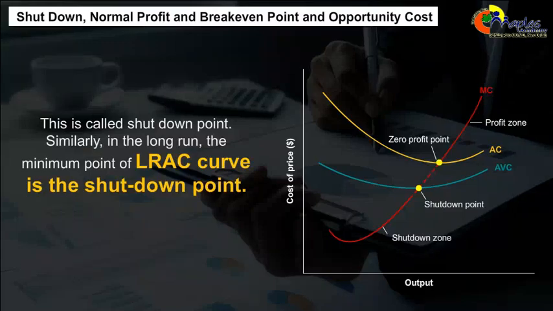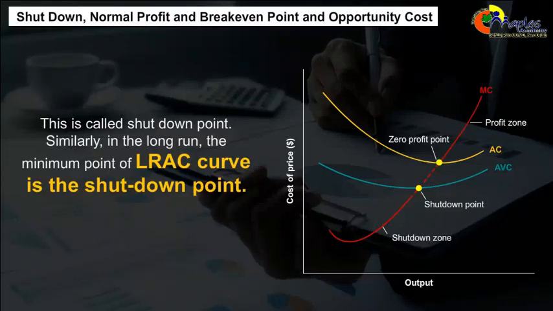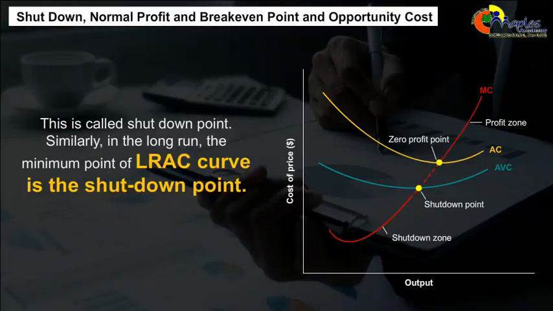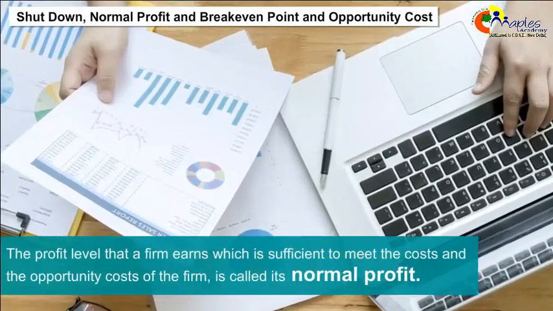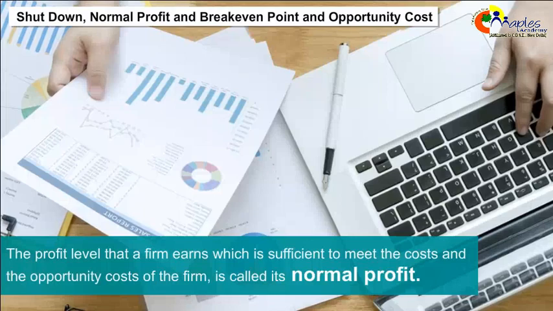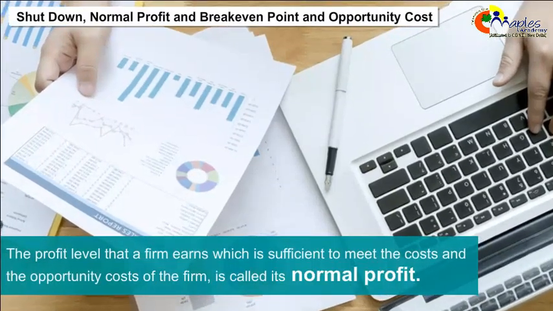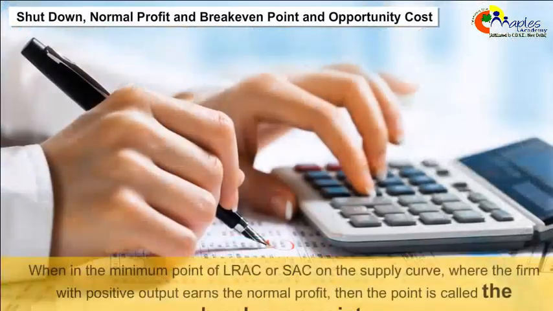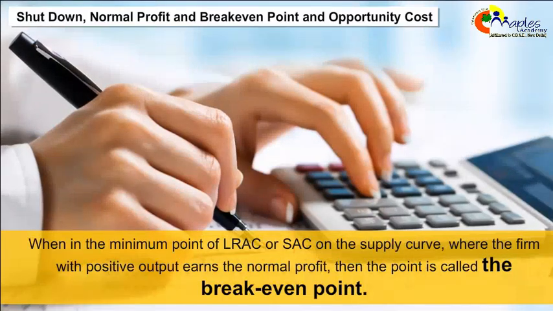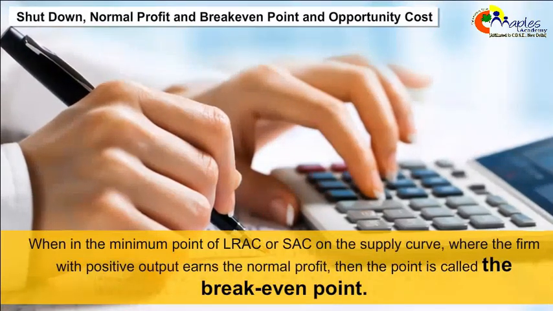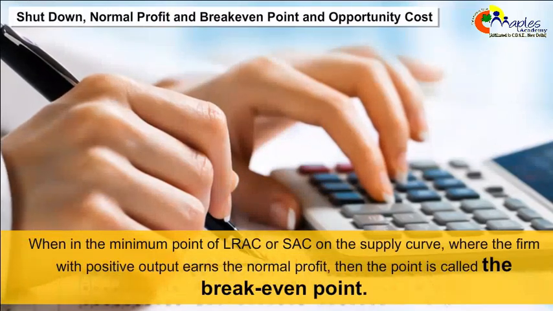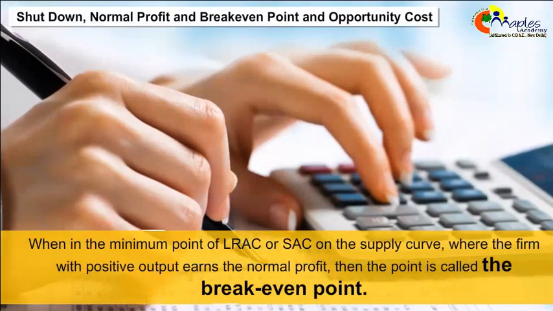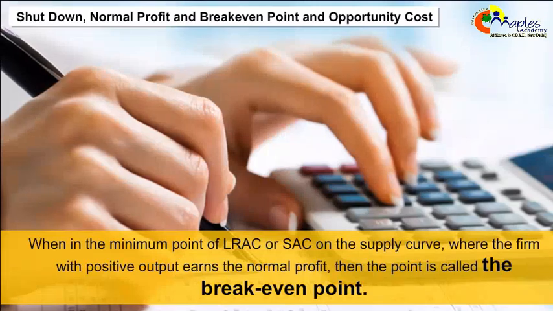Similarly, in the long run, the minimum point of the LRAC curve is a shutdown point. The profit level that a firm earns, which is sufficient to meet the costs and the opportunity costs of the firm, is called its normal profit. When, at the minimum point of LRAC or SAC on the supply curve, the firm with positive output earns the normal profit, then the point is called the break-even point.